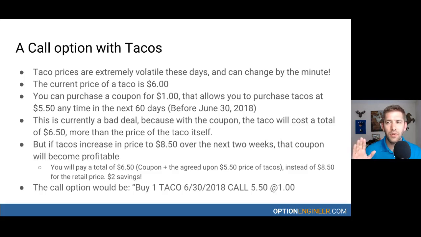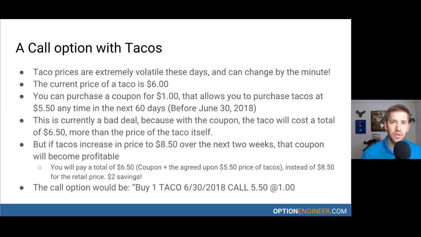Going back, here's the only time we'll get technical on this piece. I want to go back to the verbiage of an option and bring this coupon example back to how it would be written if this was an option contract for, let's say, taco stock. There may actually be a stock named Taco. If not, somebody should buy it because that's a pretty cool name for a stock. So if this were an option, the call option would be written like this. You're going to buy one taco, being the underlying that you're trading, at 6/30/2018, June 30th, 2018, call, because this is a call option, at the strike price of $5.50.